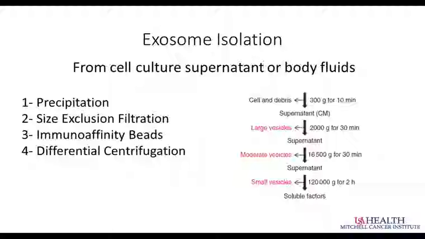The next 16,500 G spin generates the medium size, what we would consider microvesicles, in that 150 to 1,000 nanometer range. Then we take that supernate and put it into the ultracentrifuge for 2 hours, and those are the exosomes, the small vesicles that are actually in that range of 30 to 150 nanometers. Leftover juice is really just soluble material. There's not much left after the ultracentrifugation spin in the supernate.